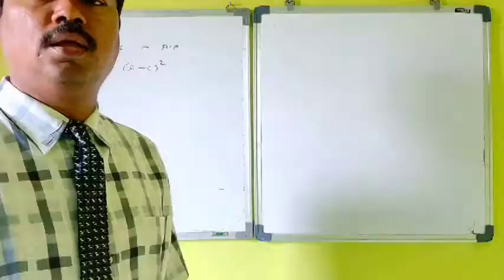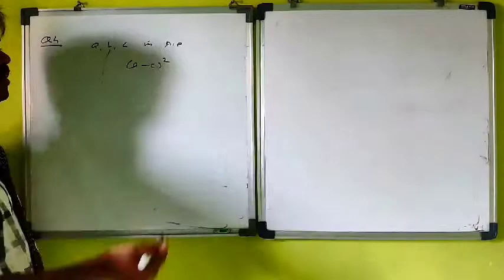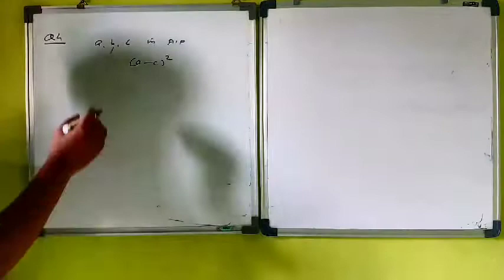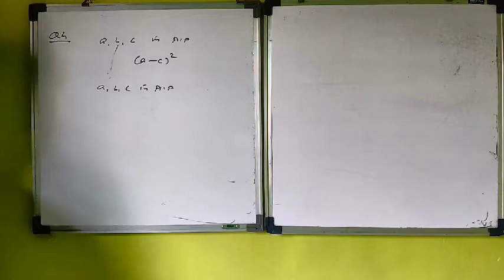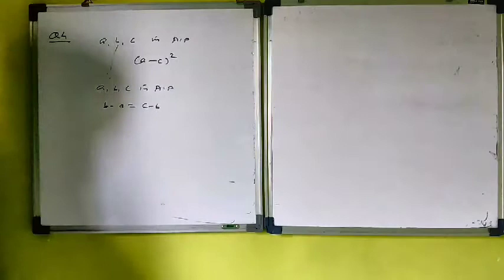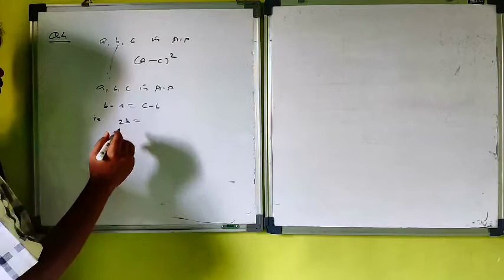Yes, in the next question, question number 4, it is given that a, b, c are in AP, then what is the value of (a minus c) the whole square? How to find this? a, b, c in AP means what? The meaning is very simple: b minus a should be equal to c minus b. By definition, we can say 2b is equal to a plus c.